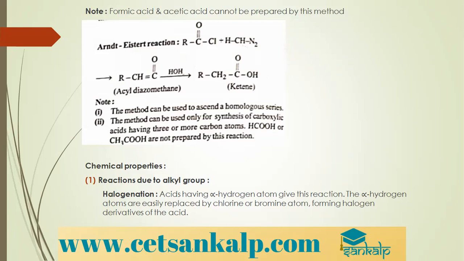Now, reactions due to the alkyl group, students, that is the CH3 group. So we have the first reaction, that is the halogenation reaction. What do we mean by halogenation? Carboxylic acids having alpha hydrogen give rise to this reaction. The alpha hydrogen atoms are easily replaced by chlorine or bromine atoms, forming halogen derivatives. Now, how to explain this reaction? I'll show you a simple example so that you can relate it to the different examples when we are discussing the questions. Fine. You can see here.